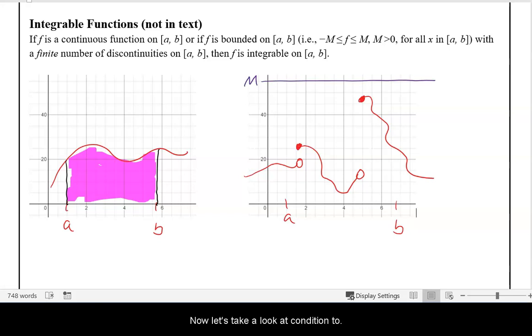Now let's take a look at condition 2. In condition 2, it says the function is bounded on closed a to b.